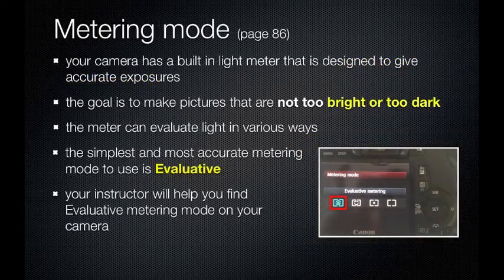Now, the next topic is called metering mode, and that's on page 86 of your instruction manual. Your camera has a built-in light meter that is designed to give accurate exposures. The goal is to make pictures that are not too bright or too dark. The light meter can evaluate light in various ways. The simplest and most accurate metering mode is to use evaluative. Your instructor will help you find evaluative metering mode on your camera.